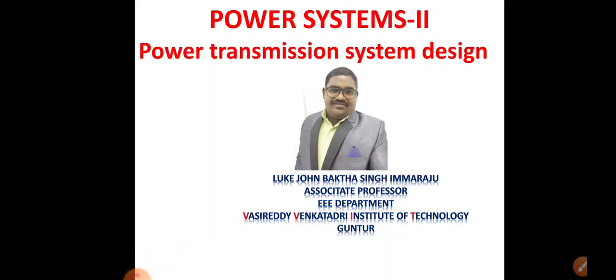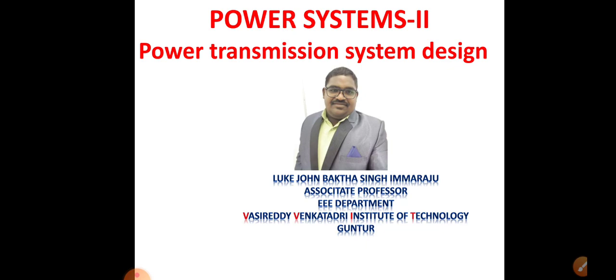In the previous class we started the third unit, performance of long transmission lines, and we gave the introduction also. Today let us discuss the analysis of long transmission line, that is, the performance of long transmission line by using the rigorous method. We already started the rigorous method and drew a circuit diagram, the exact equivalent circuit of a transmission line.